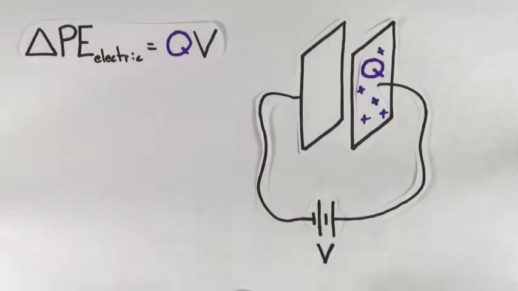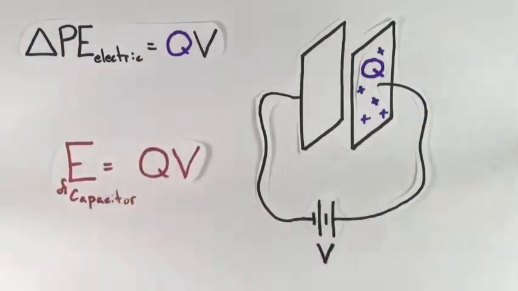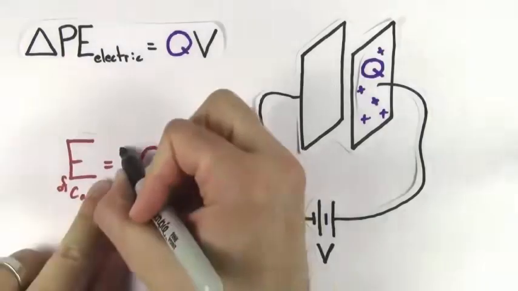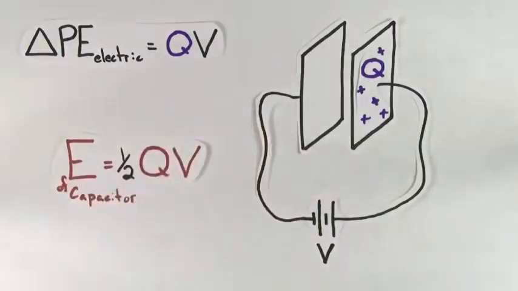Q times V! Yeah, that's what I thought it would have been too, but it turns out the energy of a capacitor is 1/2 Q times V. Boo! Where does this 1/2 come from? How come the energy's not just Q times V?